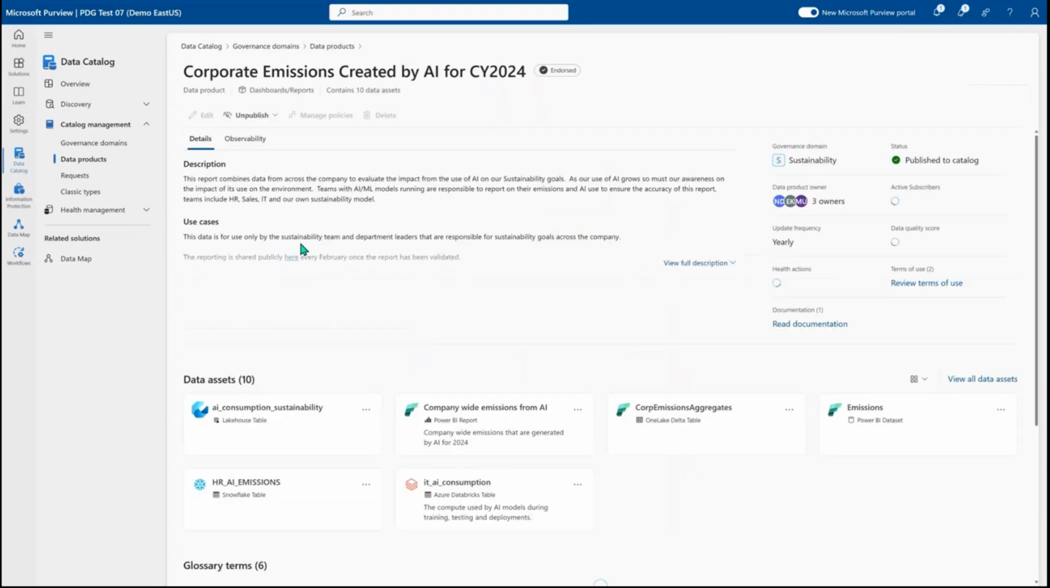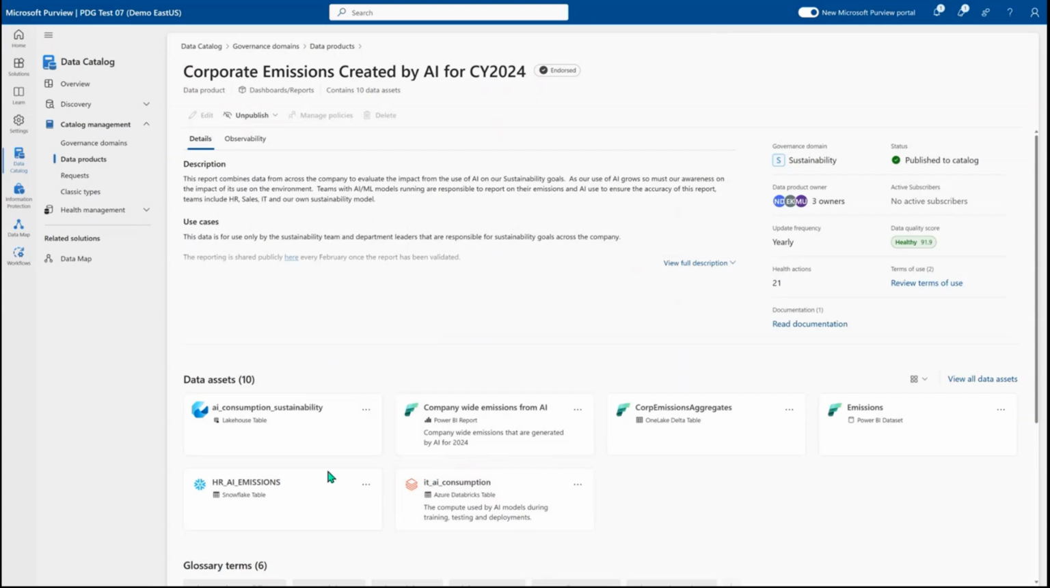So here we're looking at a corporate emissions report that takes data from all across your company, like HR and IT in different data states, whether it's Databricks or Snowflake or Fabric, and brings all of that data together into a product to show others how they can understand what is happening within the corporate emissions reporting and how they can dig in even deeper if they need to go look at what's happening to some of this data.